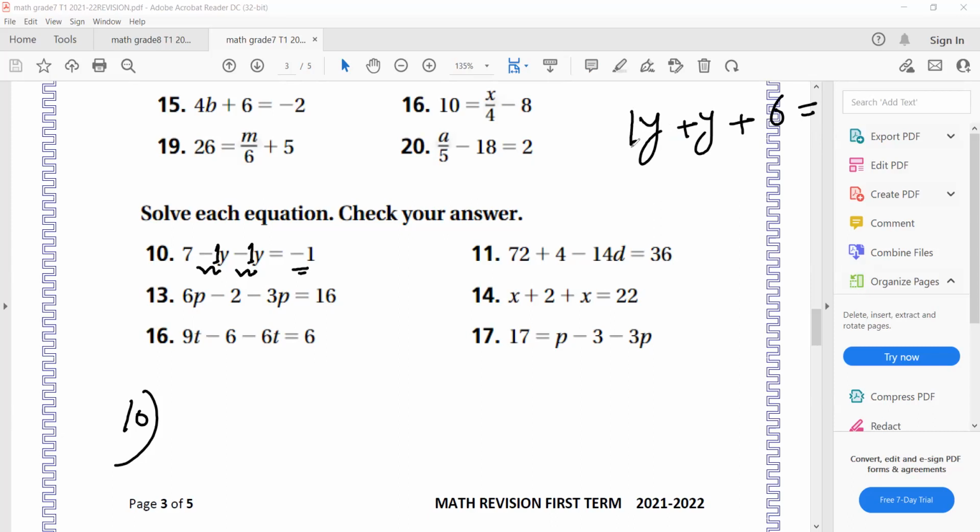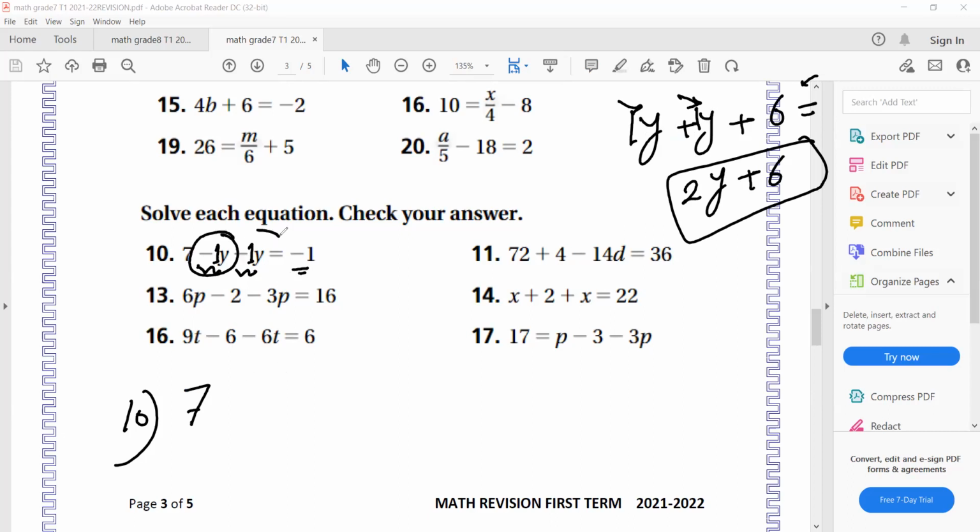2y plus 6. I have here 1, I have here 1, then 2y plus 6, this is the answer. I can't add y and 6, my dear. I add only y with y, number with number. Here I have negative 1y, negative 1y, 7 as it. Negative 1y, negative 1y equals negative 2y. Then equals negative 1. Then solve.